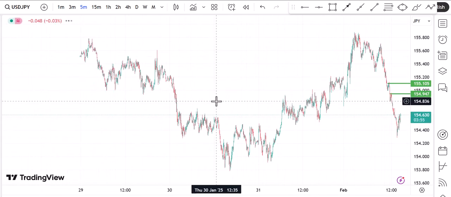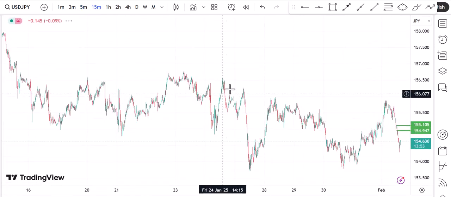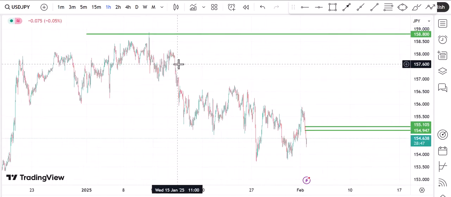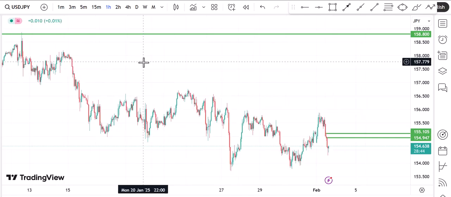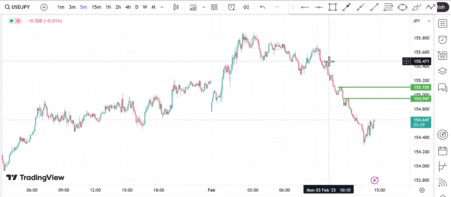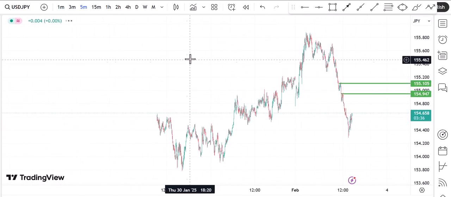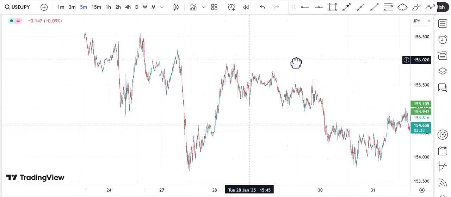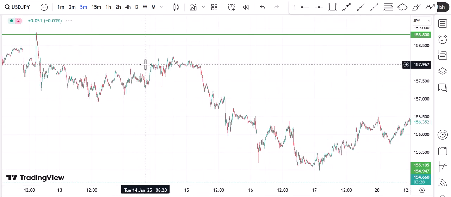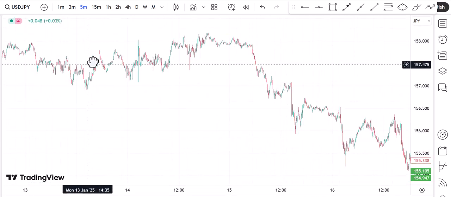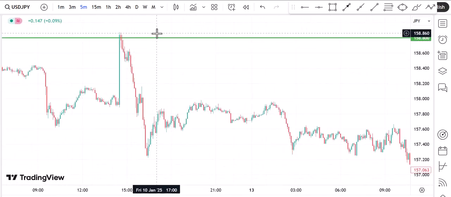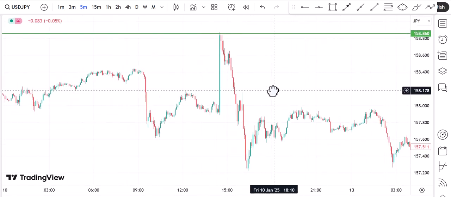So now if I move to the 5-minute time frame, sorry, I have to look for it. Now look at the 1-hour time frame. Then I have to move to the 5-minute time frame. Sorry guys, I have to locate the 5-minute time frame. Okay, this is the 5-minute time frame.